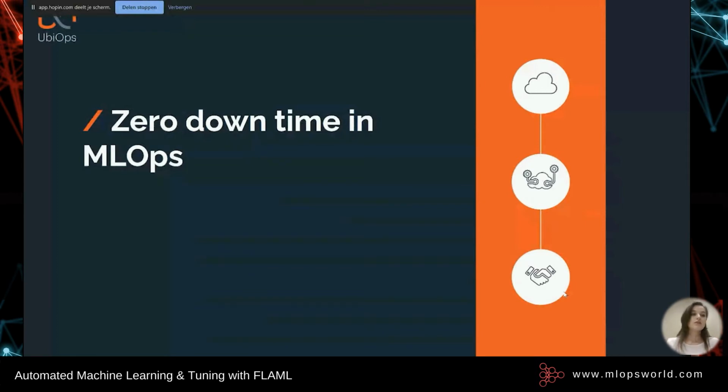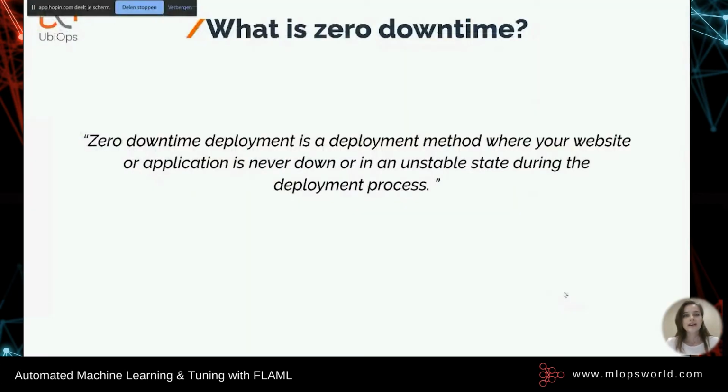But let's first start with what zero downtime is in an MLOps context, because it's a bit different than in a software context. At least that's what I think. There are a lot of definitions out there, but this is the one I really like from CraftQuest, I believe. They said zero downtime deployment is a deployment method where your website or application is never down or in an unstable state during the entire deployment process. So whenever you're updating, whenever you're deploying, it needs to be stable and usable throughout the entire process.